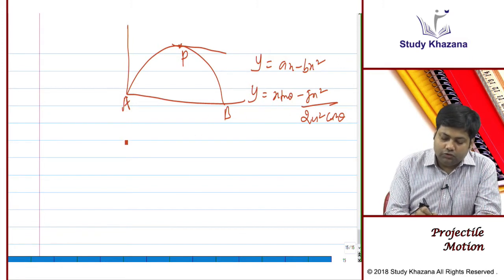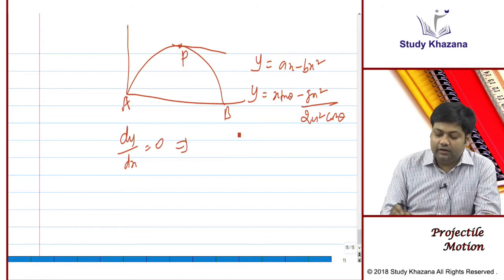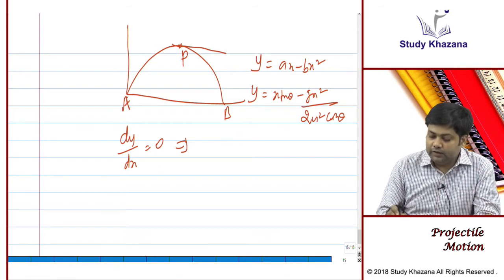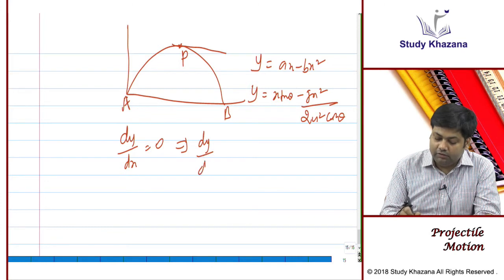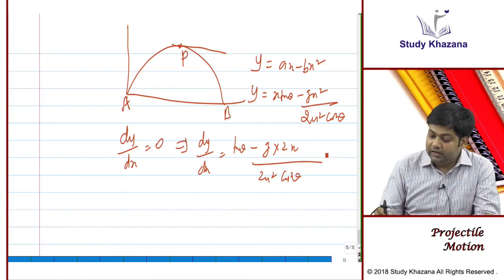So if you do so, dy by dx is 0. Let's say ax minus bx square, if you say dy by dx is 0, you realize you differentiate the complete expression of y with respect to x. So it becomes dy by dx equal to tan theta minus g into 2x upon 2u square cos square theta. Now, if you put dy by dx equal to 0, you can get the value of x, and let's see what value of x we are getting.